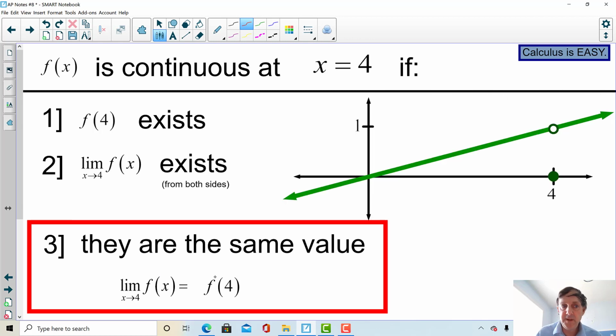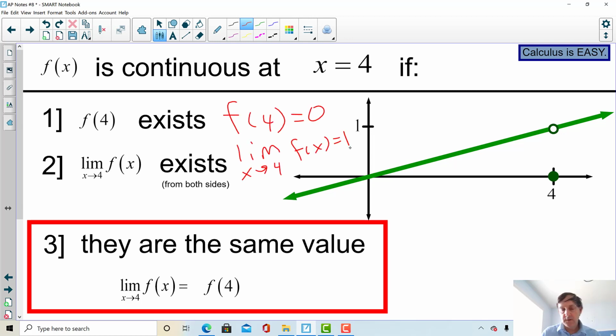This was the example from the beginning. Does f of 4 exist? Yes, it's equal to 0. Does the limit as x goes to 4 of f of x exist? Yes, it's 1. So now we can go to our third condition. We notice that 1 is not equal to 0. So that means the limit as x goes to 4 of f of x is not equal to f of 4. So we would say no, f of x is not continuous at x equals 4.